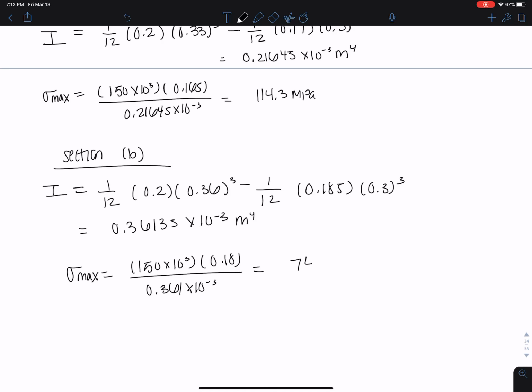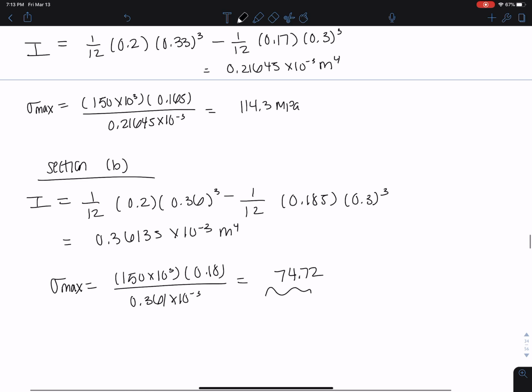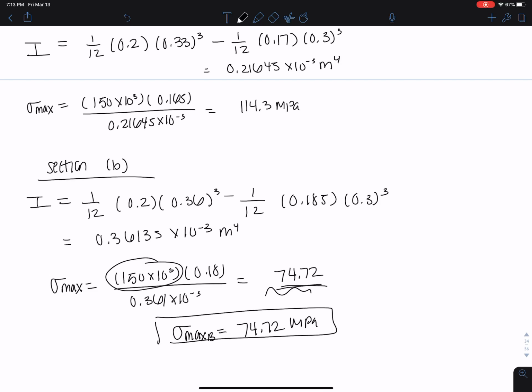And we get 74.72. So our assessment was accurate. B is the better candidate here because we can take the same amount of moment with much less stress. So sigma max B equals 74.72 megapascals, and our answer is section B. Okay. All right, let's move on.